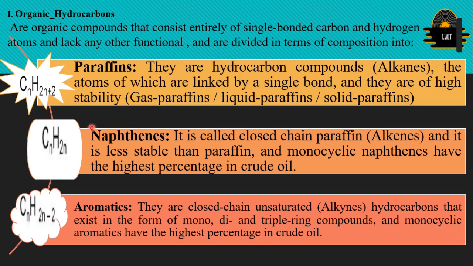Now the second type is naphthenes. Naphthenes are called closed chain paraffins, and their atoms combine in rings, which are less stable than paraffins, and they are found in three forms: monocyclic, and double and triple ring compounds. The monocyclic forms the highest percentage in crude oil.